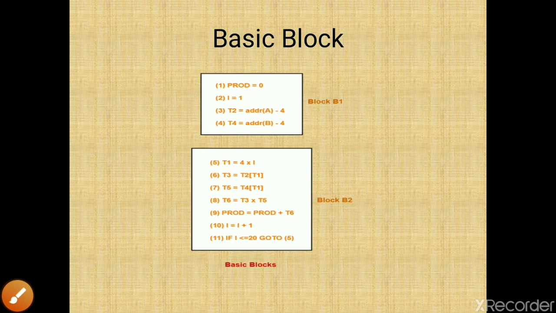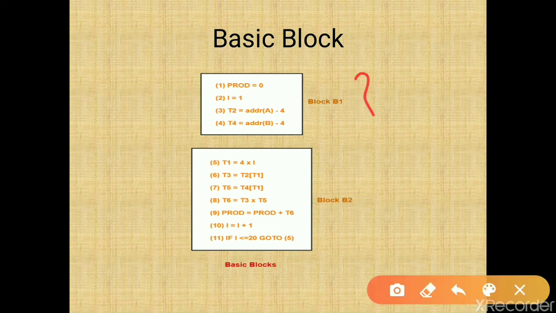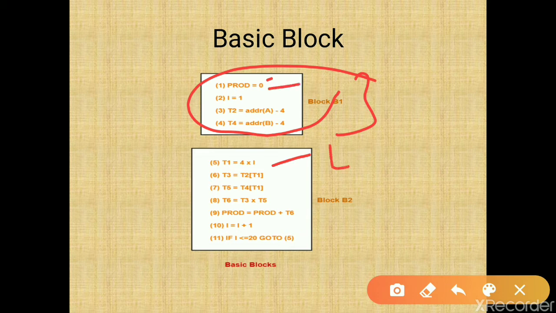You can see product equal to 0, I equal to 1, till the fourth statement comes under block B1. Why? Because product equal to 0 is a leader as well as line number 5 is also a leader. So 1 to 4 comes under the first block and 5 to 11 comes under the next block. These are the two basic blocks present here, block B1 and block B2. I think you all have understood the concept of basic block.